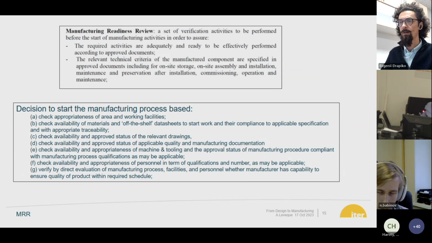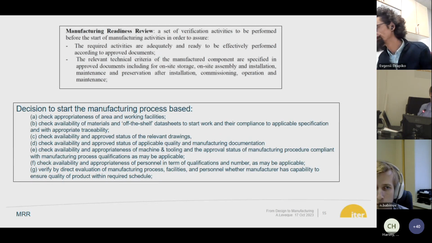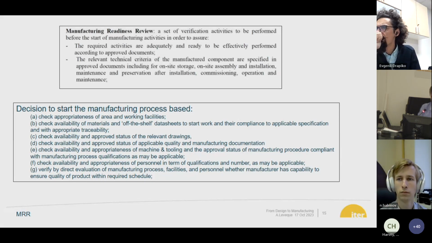I will try to be fast. I just put on this slide the extract from documents which explain what an MRR is. I will not read everything, but all these points will be checked at MRR. It goes from checking your ability to do, or the ability of your subcontractors, to the availability of the drawings and the detailed design documents.